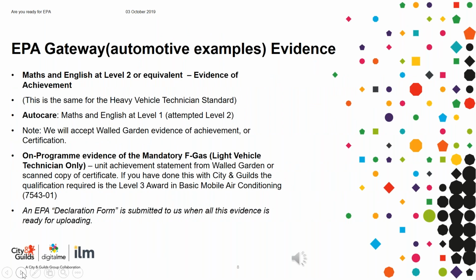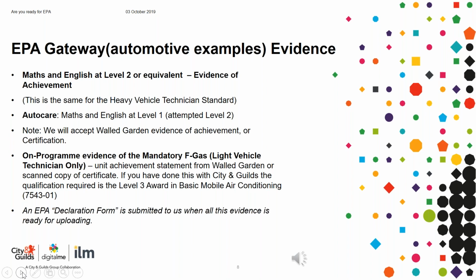In this slide, we're just going to go over some of the EPA gateway requirements for automotive. There are some differences between the light vehicle technician, the heavy vehicle, and the auto care. For light and heavy technician, both need the level 2 maths and English. If this evidence is with City and Guilds, we will accept the Walled Garden evidence of achievement or certification.